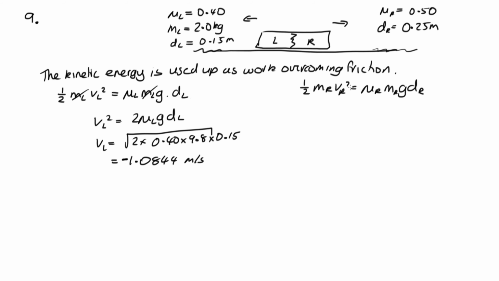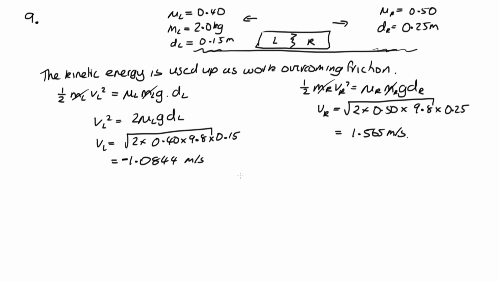And we can actually do the same thing for the right, because even though we don't have the mass for the right, the mass cancels out. So we end up with VR is equal to the square root of 2 times mu r, which is 0.50, times g, which is 9.8, times dr, which is 0.25. And so solving this one on the calculator, we end up with 1.565 meters per second.